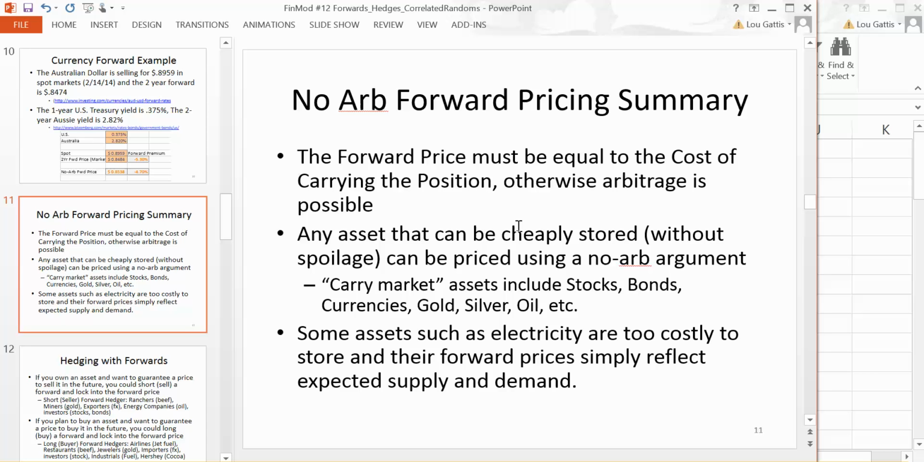Any asset that can be relatively cheaply stored without spoilage can be priced using a no arbitrage argument. And any asset that can use that formula, we say is in the carry market. These assets include stocks, bonds, currencies, gold, silver, oil, and etc. Those are ones we can use our formula. And things like live cows and pigs and other commodities. However, some assets, such as electricity, are just too costly to store. Therefore, their forward prices are simply the expected supply and demand conditions at maturity.